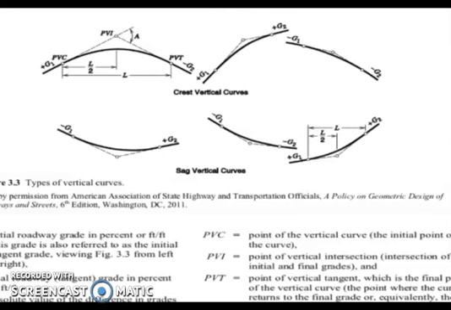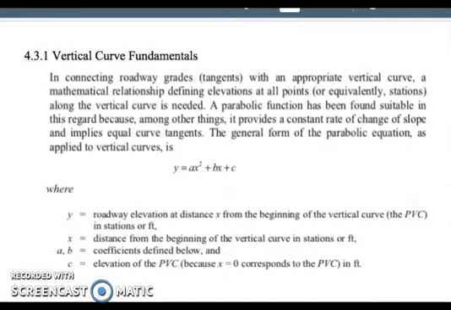For vertical curve fundamentals, in connecting roadway grades, we are referring to the tangent with an appropriate vertical curve. A mathematical relationship defining elevations at all points along the vertical curve is needed. For this, we are trying to use the concept of the parabolic function, which is noted to be suitable because it provides a constant rate of change of slope and implies equal curve tangent.